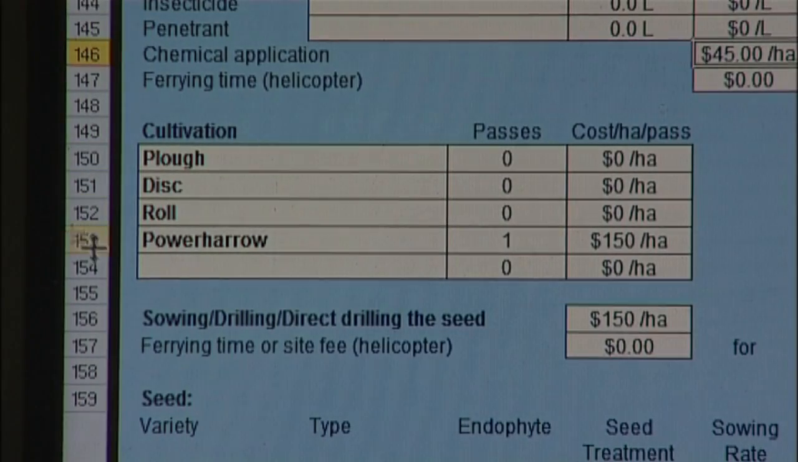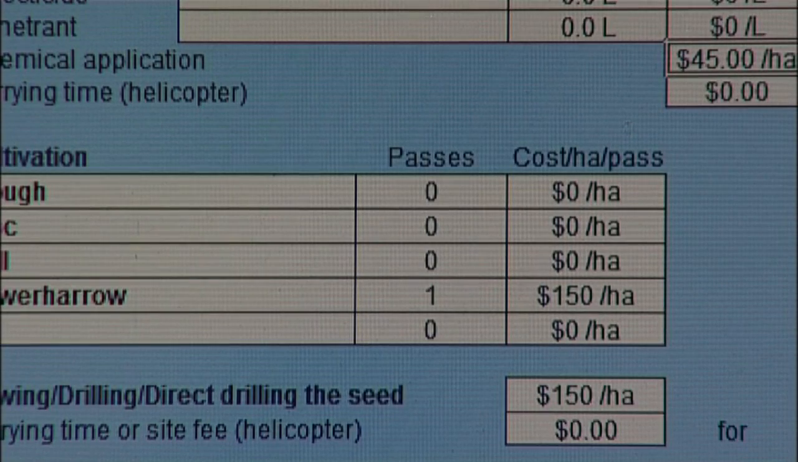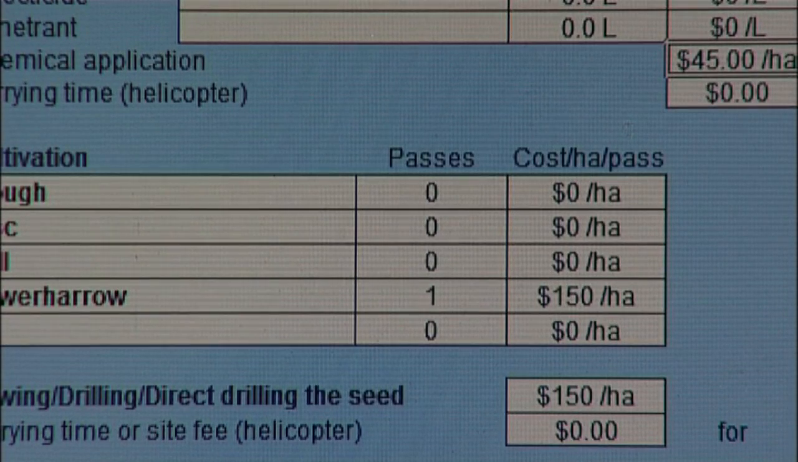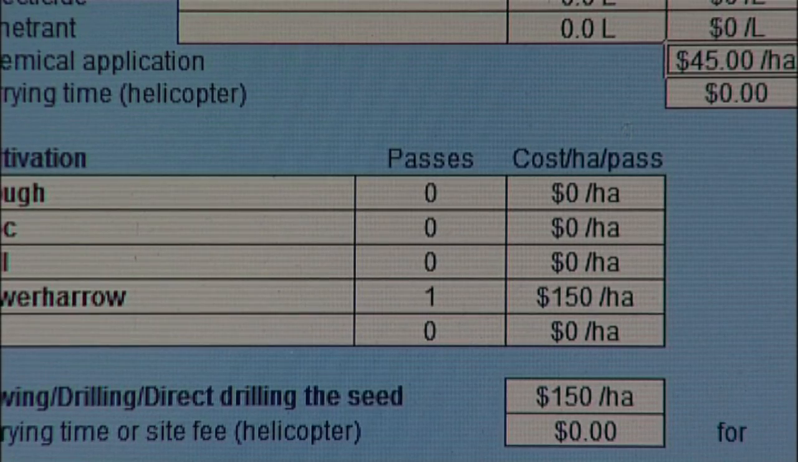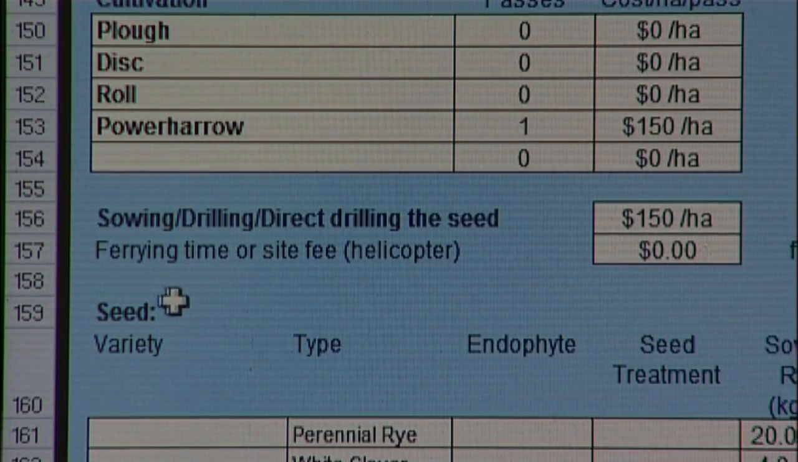The next item is cultivation. Again, if this is not part of your process, it can be skipped. Otherwise, complete the number of passes and the cost per pass for each operation. The names of the operations can be edited if required. If sowing the seed requires a separate pass, include the cost per hectare in the box provided.